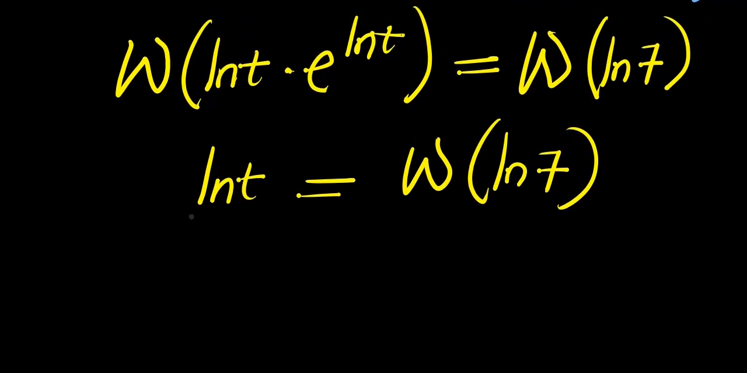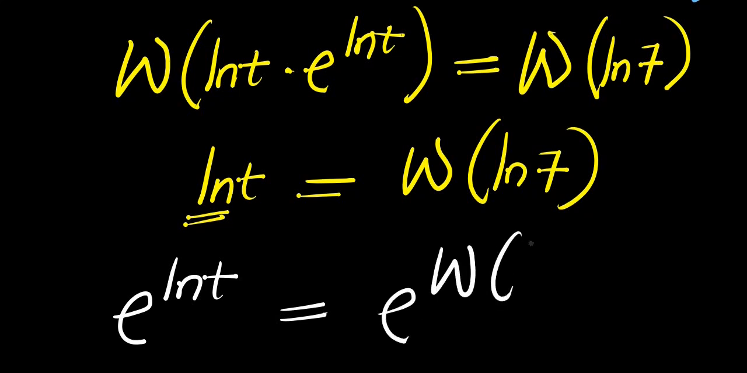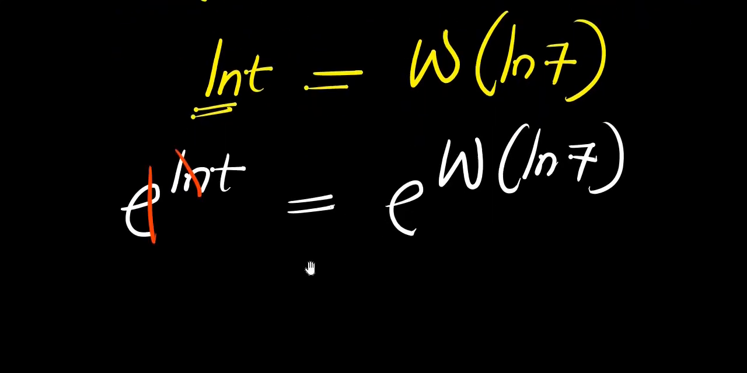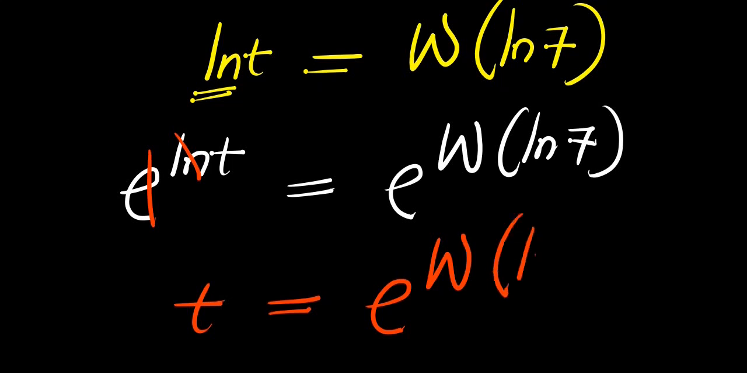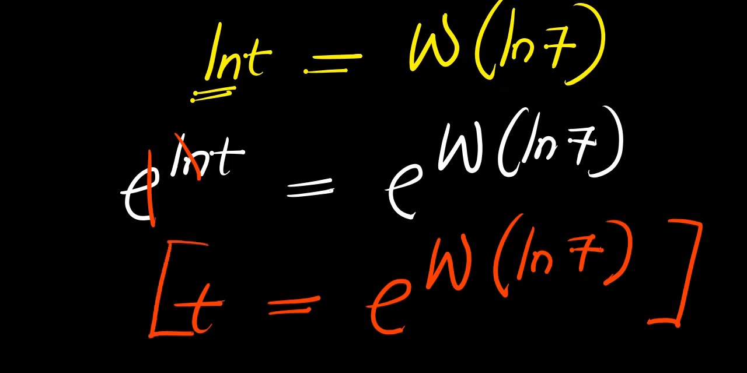Now we need to eliminate this ln here, and for us to do that, we introduce e again. So we take e power ln of t, and this equals e power the Lambert W function of ln of 7. Now this e will eliminate this ln, and what you are going to have left is simply t. So that means your t equals e power the Lambert W function of ln of 7, and this becomes your final answer. Are you surprised?